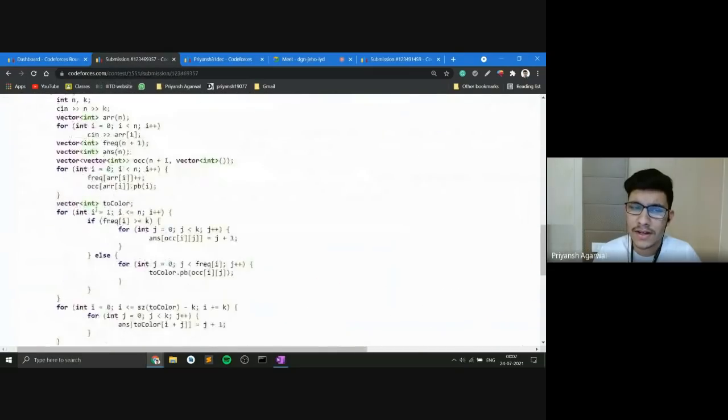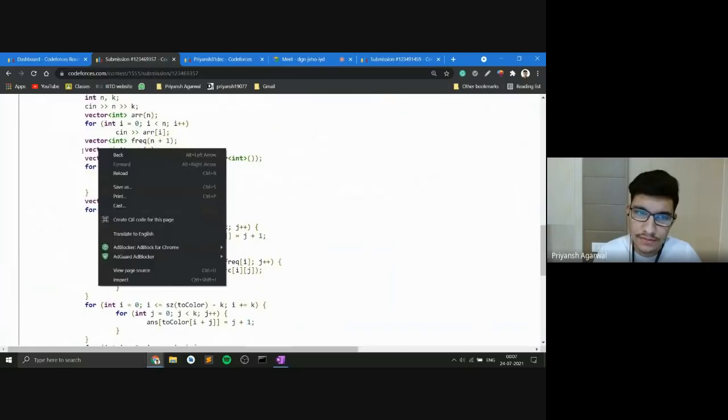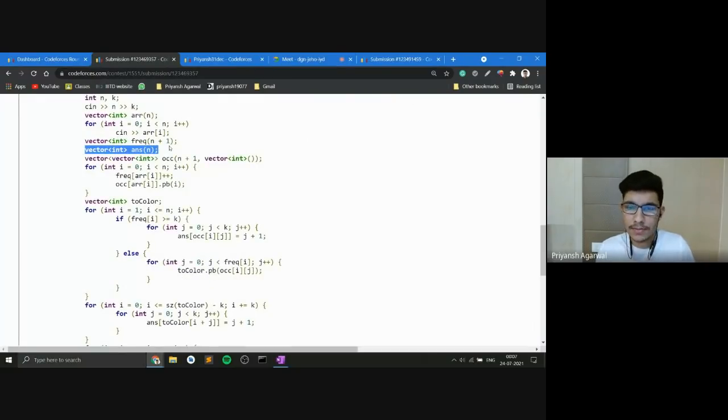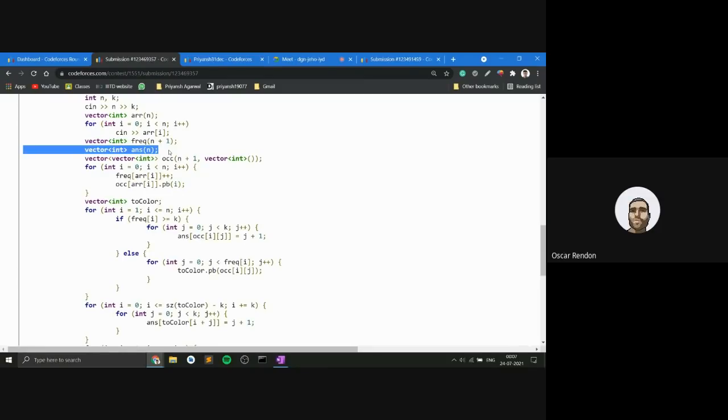Can you tell more about how you are storing the K? I mean, how do you keep track of all of the colors? I am not keeping track of any of the colors. I am maintaining an answer vector here. Whenever I am coloring a particular element with a particular color, I am just storing it in my answer vector. So what exactly do you mean by keeping track of colors here? Yeah, I mean this matrix OCC.